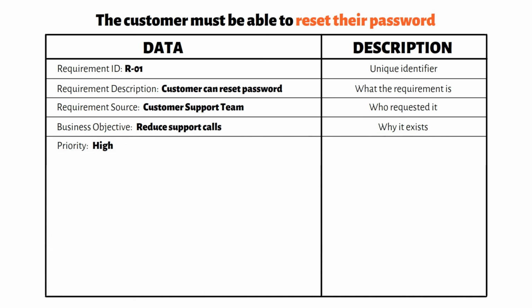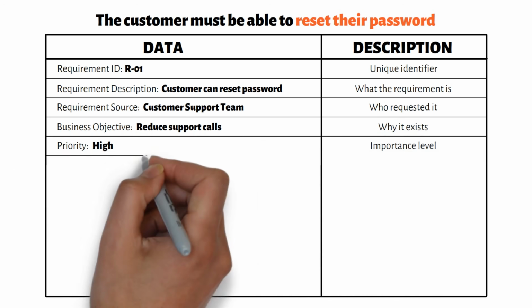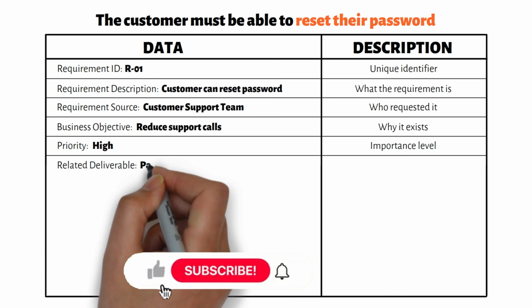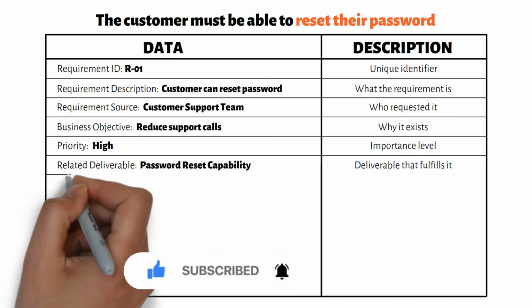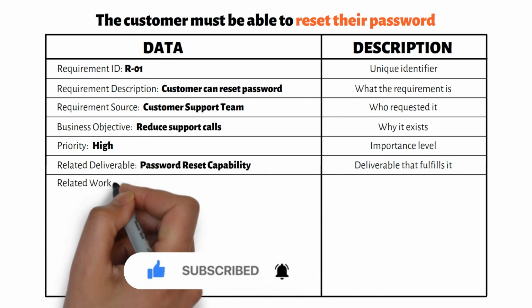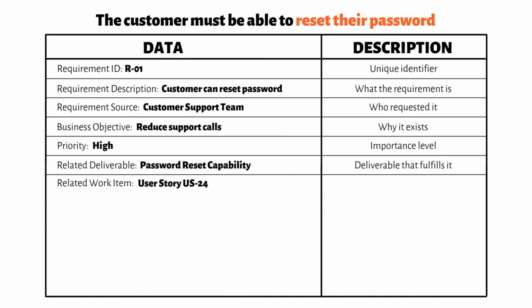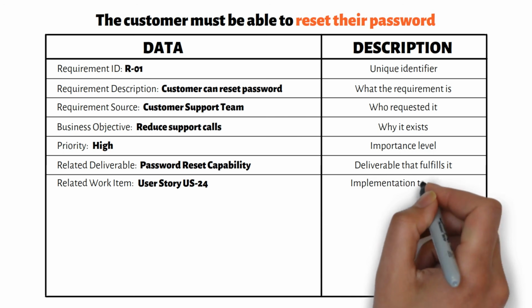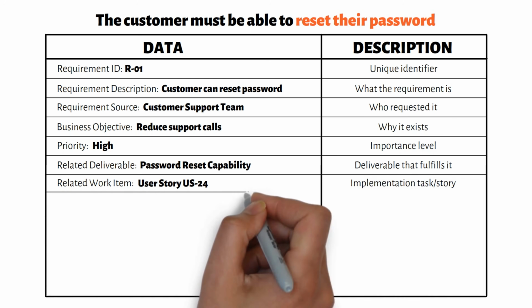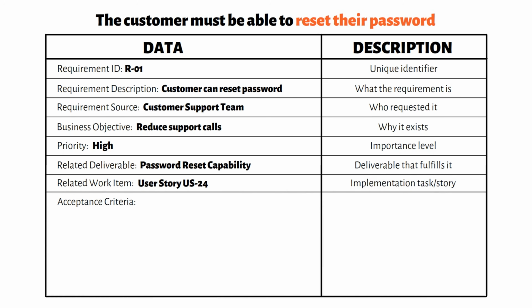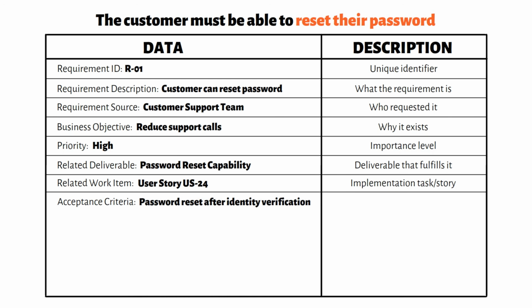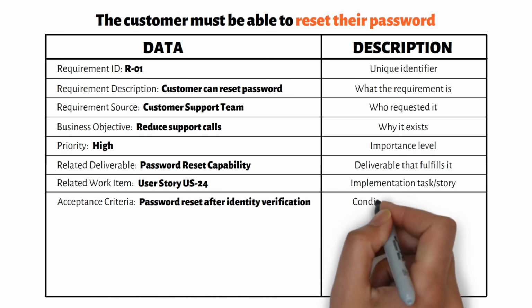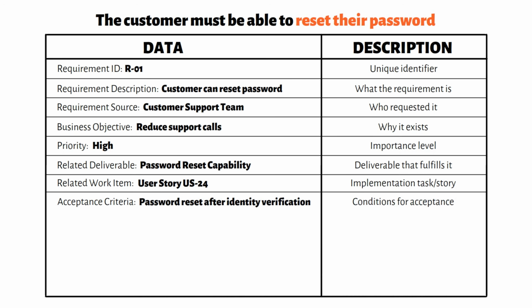Priority, high. This helps the team prioritize the work. Related deliverable, password reset capability. This identifies the project deliverable that satisfies the requirement. Related work item, user story US24. If the team is using Agile, this might be the user story or backlog item that implements the requirement. Acceptance criteria. The customer can successfully reset their password after verifying their identity. This defines what must be true before the requirement can be accepted.